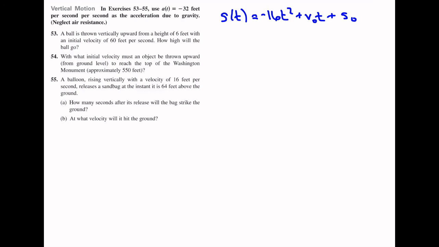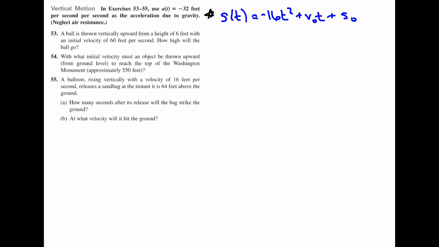But vertical motion, we learned equations for these before, so that's why I have this written on here already. For free-falling objects, when we're talking about feet instead of meters, this number, which is half of acceleration due to gravity, is going to be a negative 16. If we were talking about meters, this would be negative 4.9.